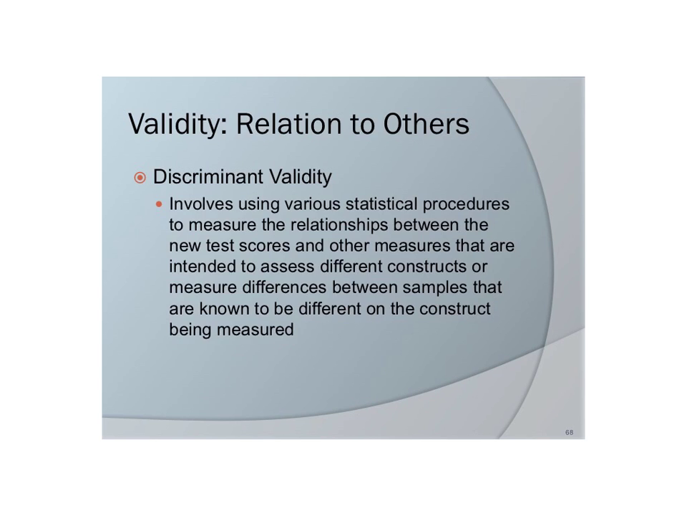In comparison, discriminant validity is looking at correlation from a different way. This involves various statistical procedures to measure relationships between new test scores and other measures intended to measure different constructs, or measure the differences between samples that are known to be different.